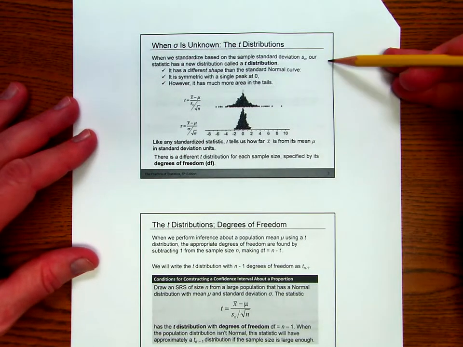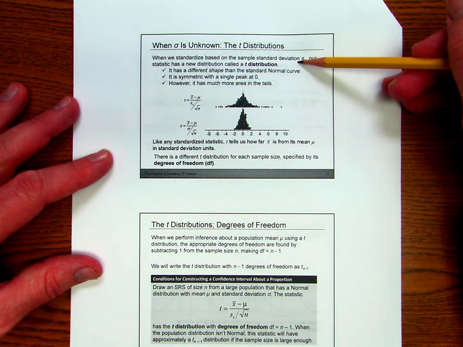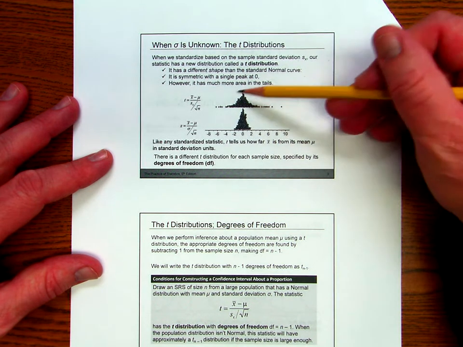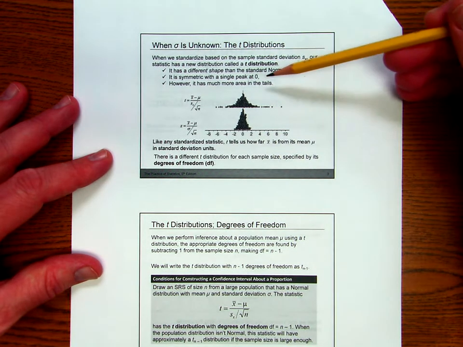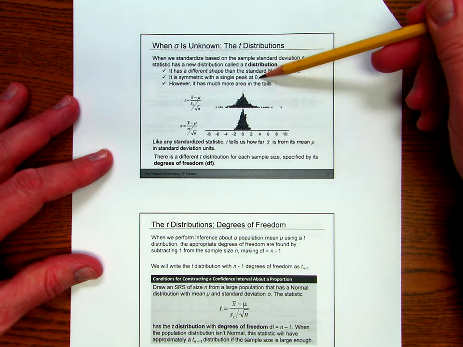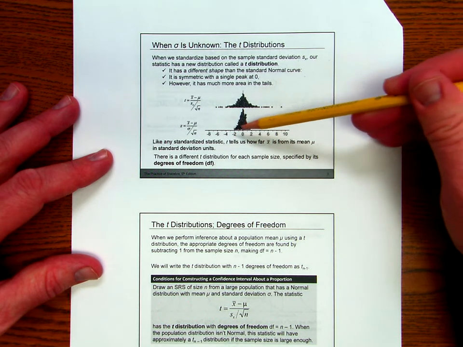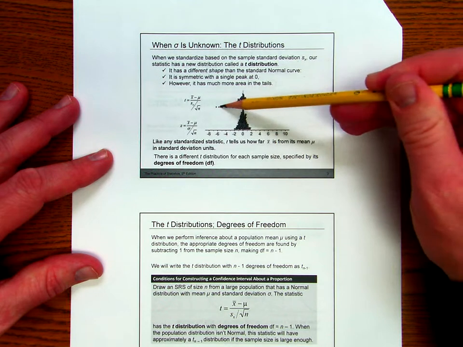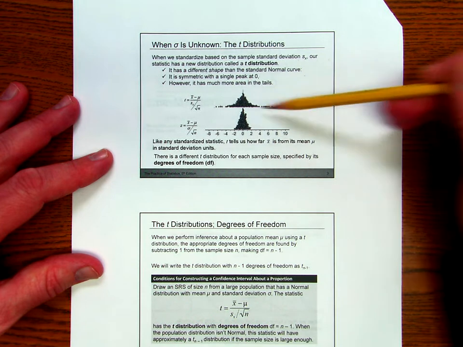Okay, when we standardize based on the sample standard deviation, our statistic has a new distribution called a t-distribution. It has a different shape than the standard normal curve. Well, it's still got roughly the bell shape. That very general statement is still true, but the specifics about it are different. It is symmetric and has a single peak at 0, but has much more area in the tails. So what happens here is the normal curve for whatever these parameters or numbers turn out to be looks like this. The t-curve looks like this. So it's a little bit shorter, fatter in the middle, and it's got longer tails on each side.